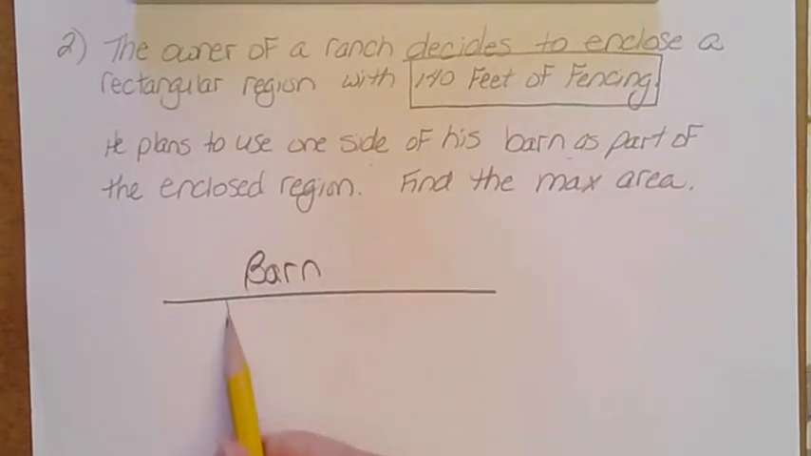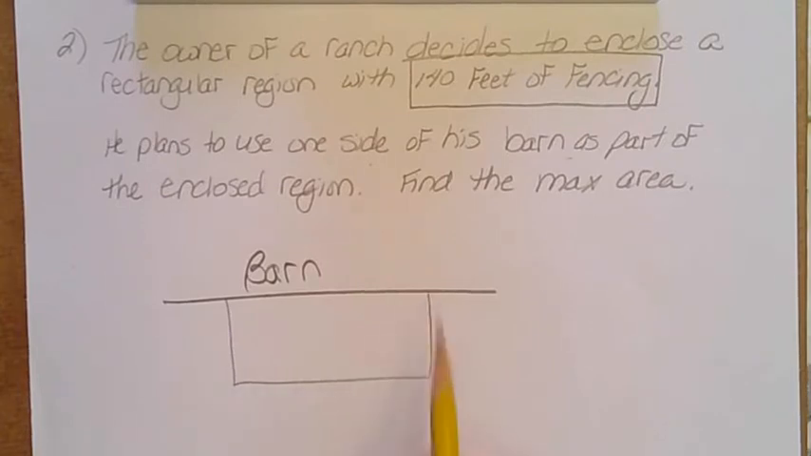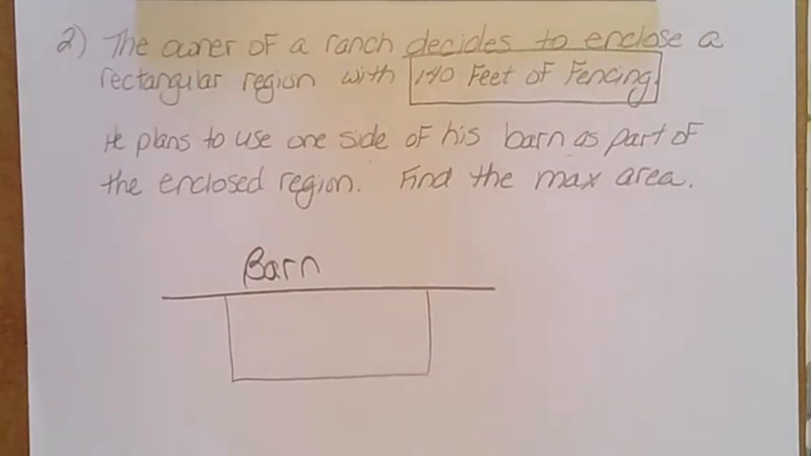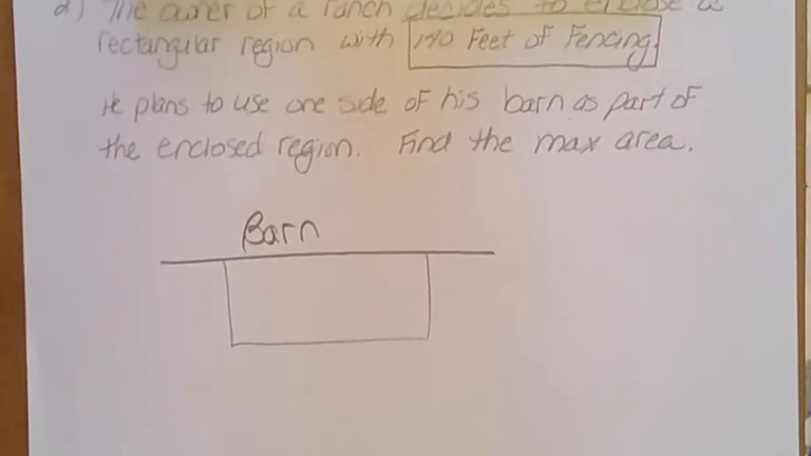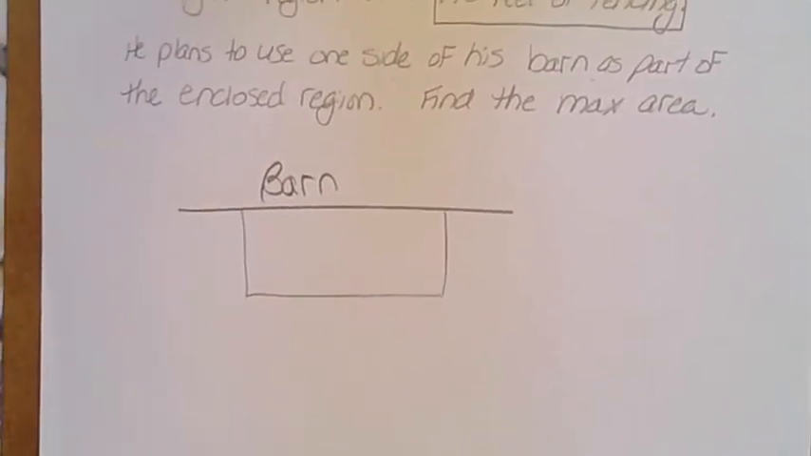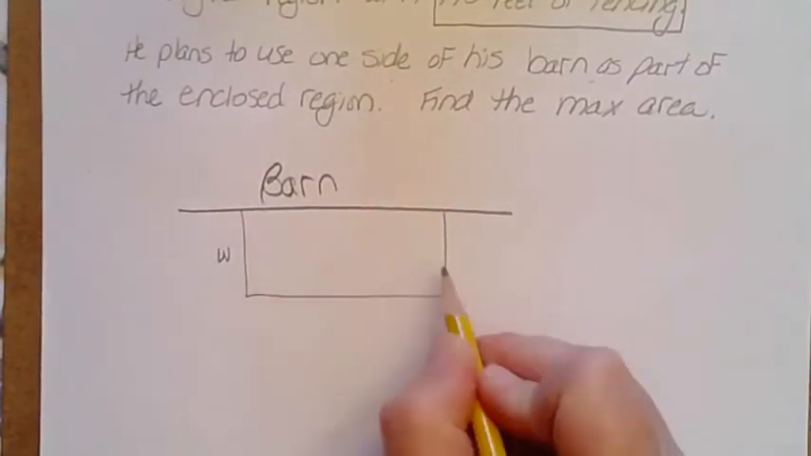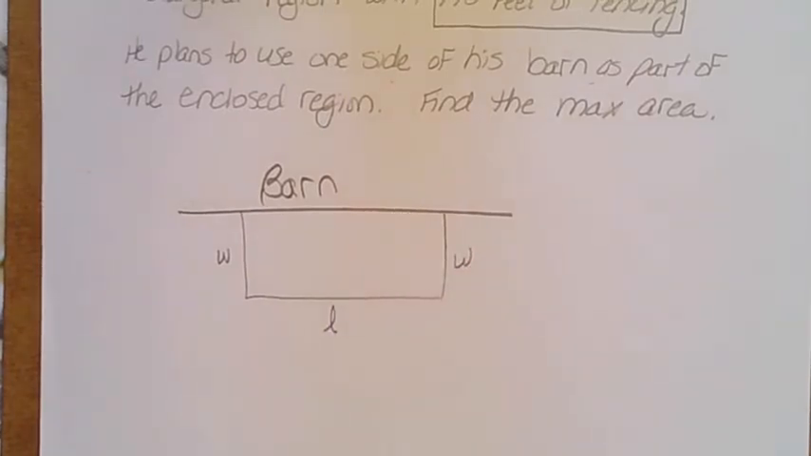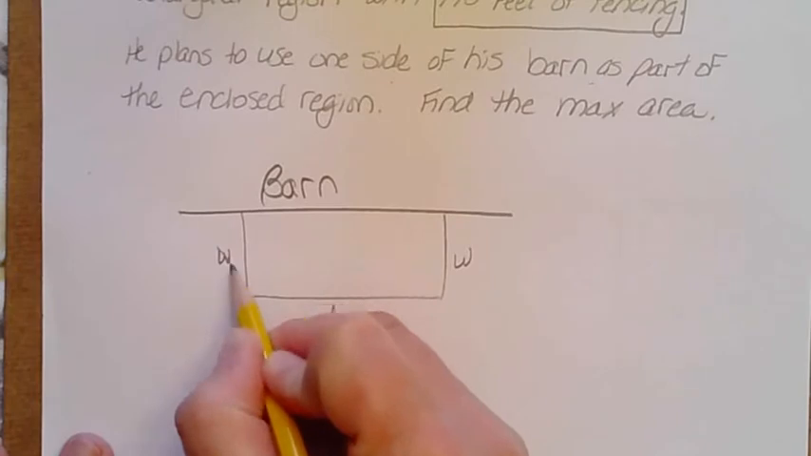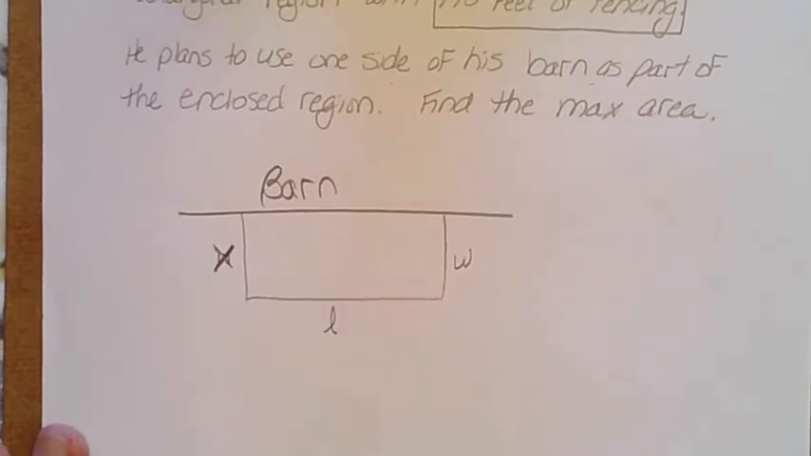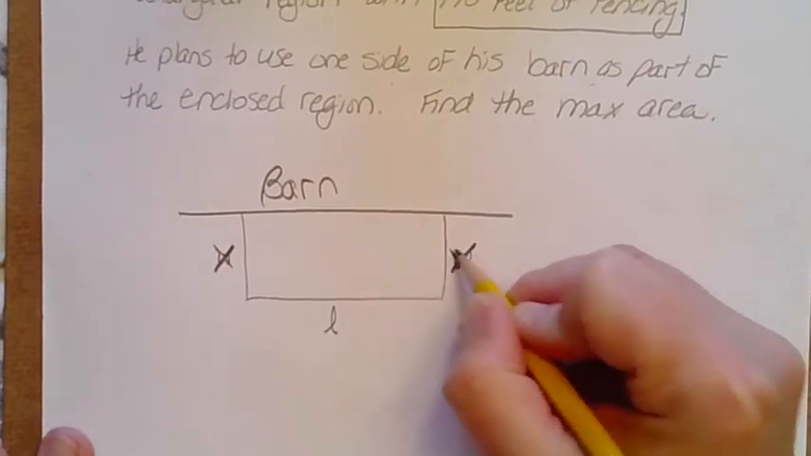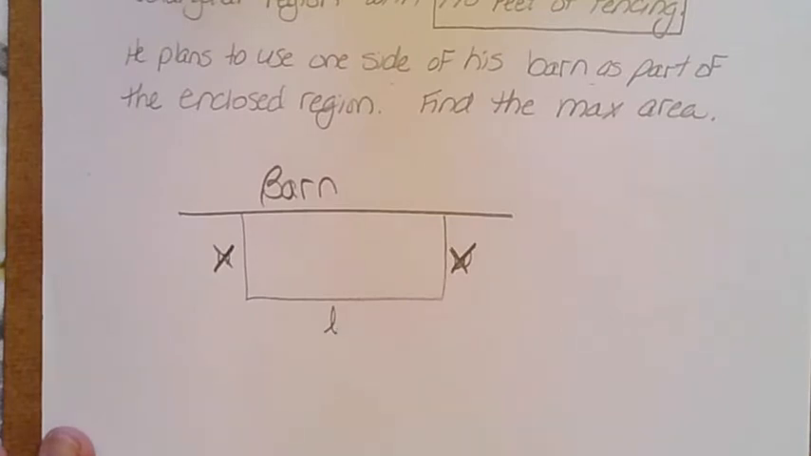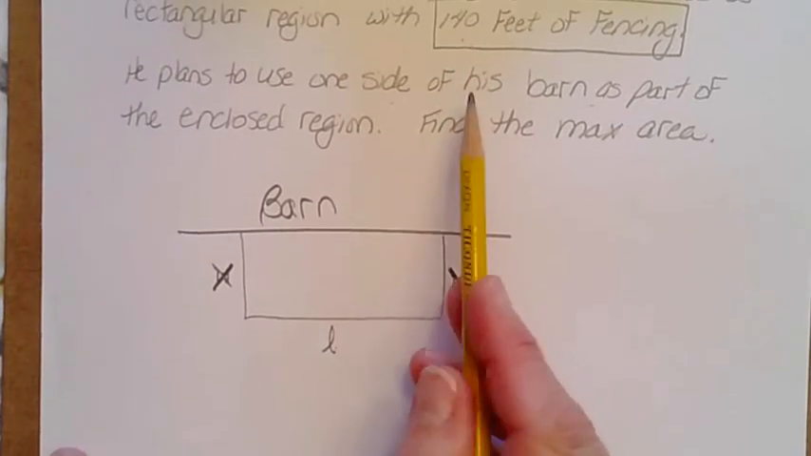So there's his barn, and here's the enclosure. We only need to put fencing on 3 sides. We need the fencing for the width here, and length here. My calculator doesn't take L's and W's, so I'm going to start turning this into X's. I'm going to make this width an X, and this width an X. And that's my length. I'm going to remember that the whole thing is 140.